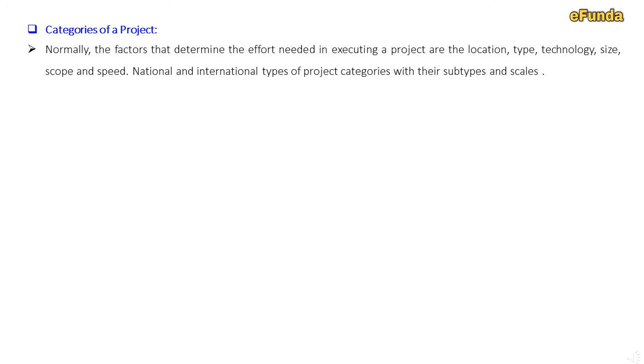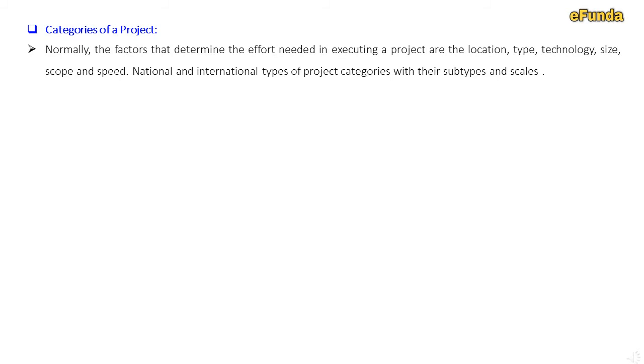Categories of a project. Normally, the factors that determine the effort needed in executing a project are the location, type, technology used, size, scope, and speed of the project.